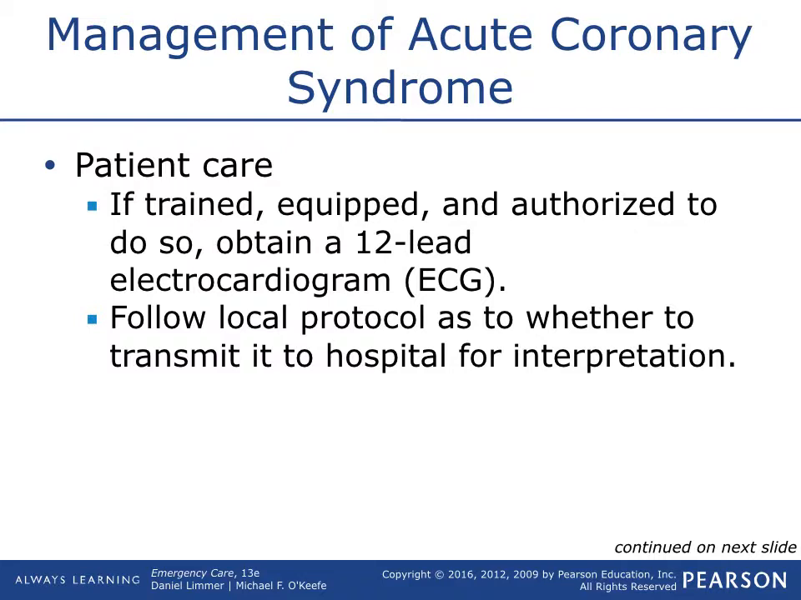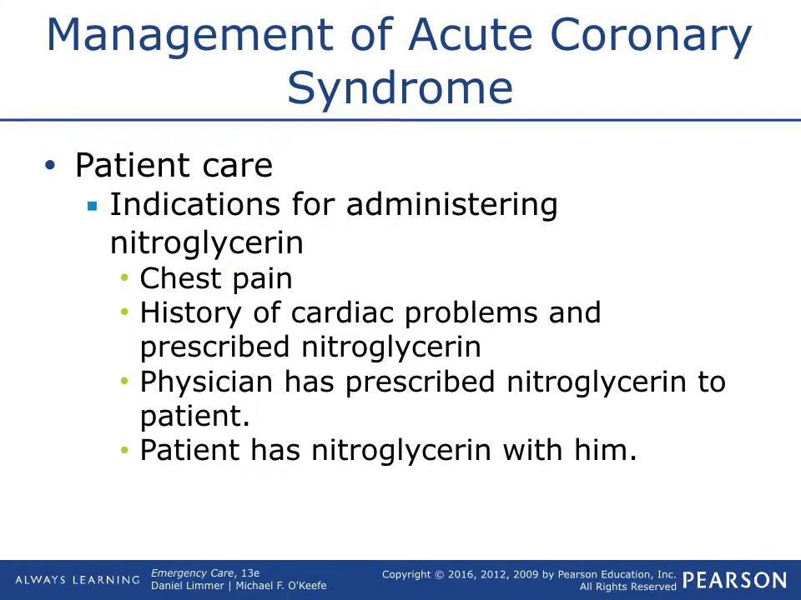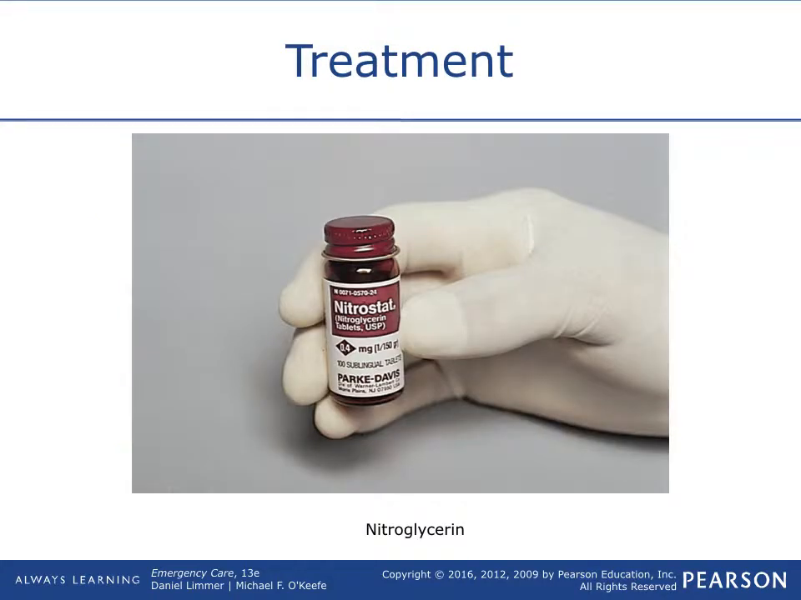Those are our protocols. So patient care, indications for administration of nitroglycerin. Indications are chest pain, history of cardiac problems, and prescribed nitro. Obviously, it has to be prescribed because we don't carry nitro. We can assist them with their nitro. So a physician has prescribed nitroglycerin, so we can assist them with their nitro. Remember the right route, right drug, right time, all that good stuff that you learn in pharmacology. The fact is we can't help them with anybody else's nitro, only theirs. That's tablets, goes under their tongue, dissolves.